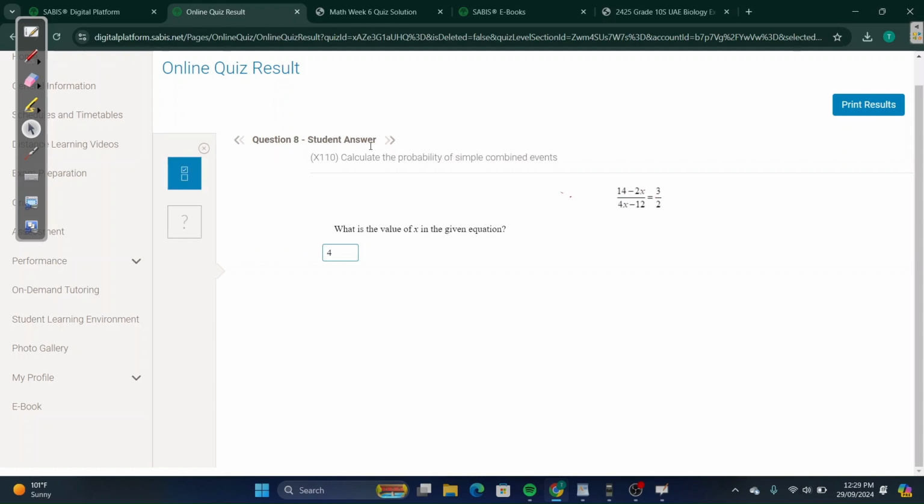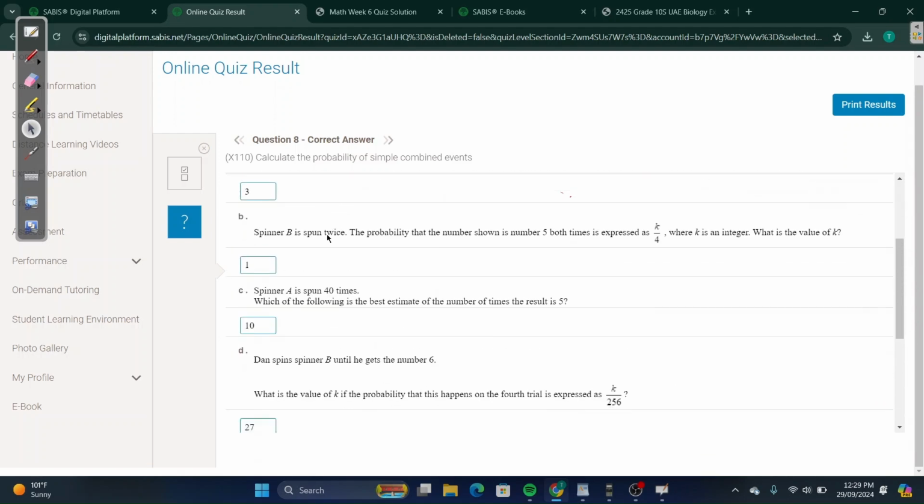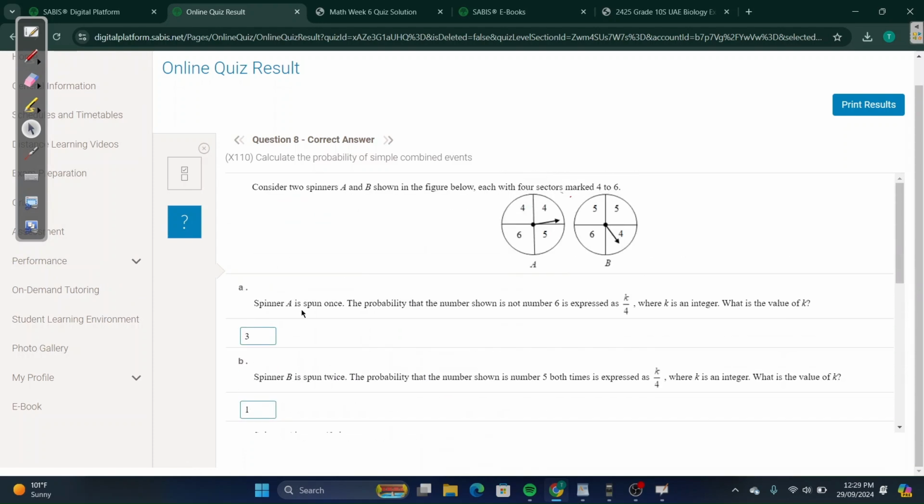So question 8. Calculate the probability. Okay, so this is IGCSE. Now this is easy, except for this last one. This last one might trick some people, but it's generally easy. Spinner A is spun once. The probability that the number shown is not 6. This is a fair spinner, because they say 4 sectors marked 4, 5, 6. It should mention that it's a fair spinner, meaning it's not biased to any side.